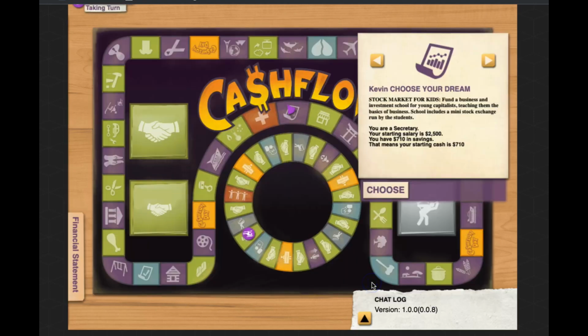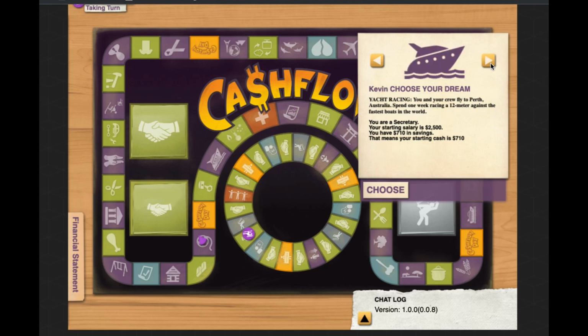If you're playing alone, it's okay. Don't worry about it. It automatically is going to give you an assignment here. You get to pick your dream, but your starting out salary doesn't change. So I'm a secretary starting at $2,500 a month. The savings is $710, which means your starting cash flow is $710.